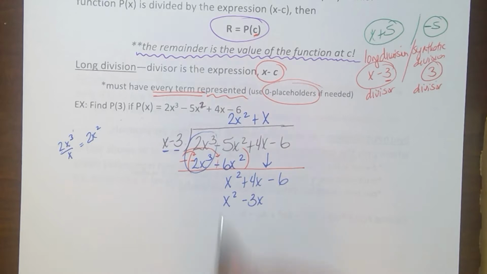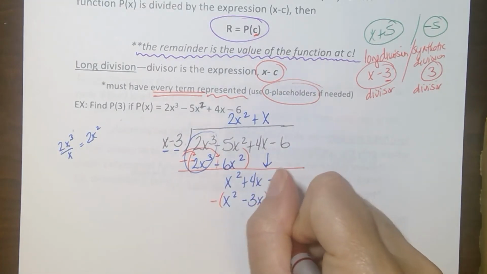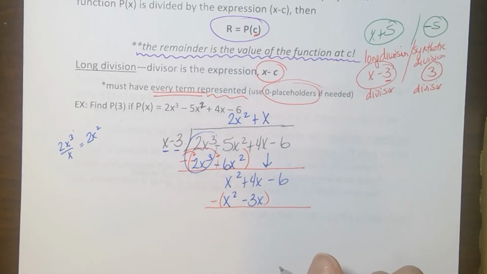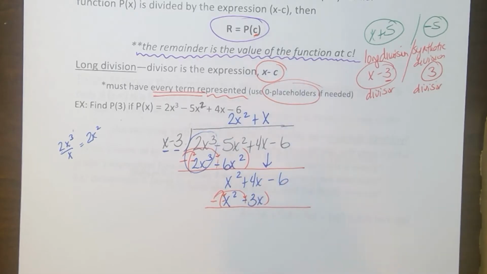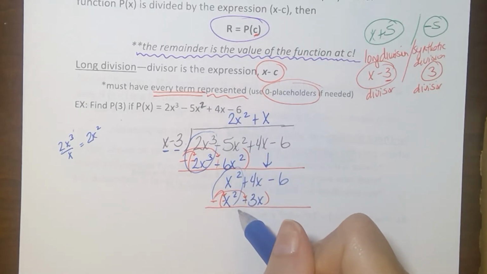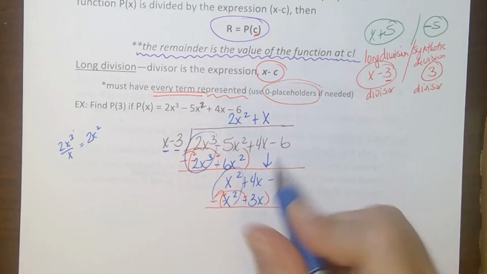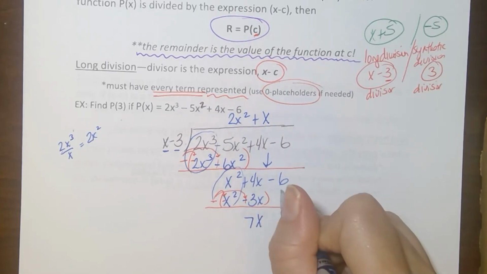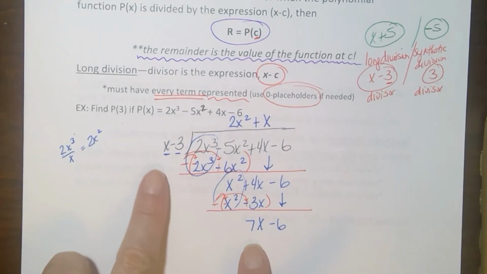After I multiply every single time, my next step is to subtract. I'm subtracting everything, so the signs change on both terms. I have additive inverses. They are going to add to 0 every time. I have a positive 4x and a positive 3x gives me a positive 7x, and then I bring down my last term, minus 6.